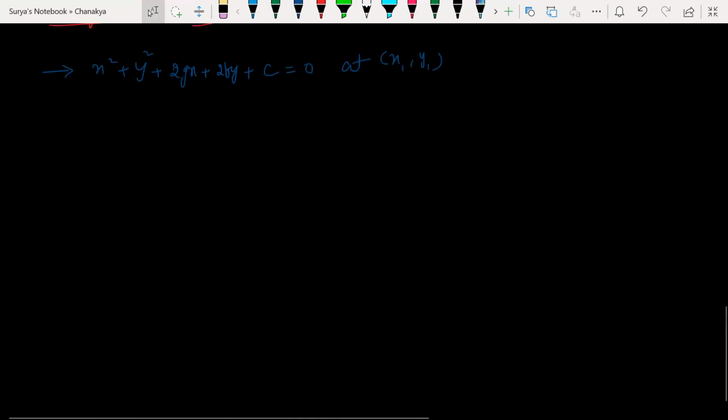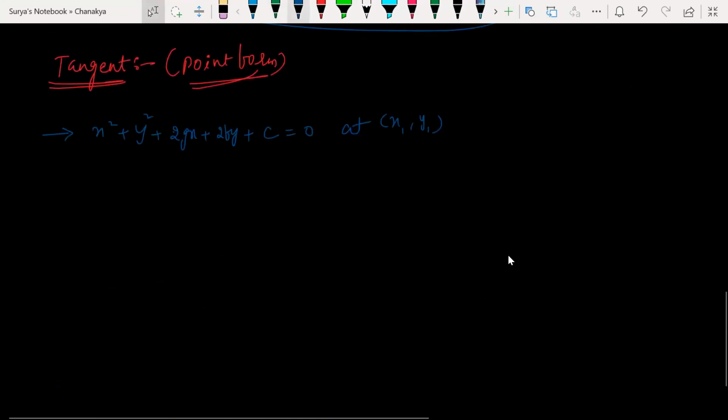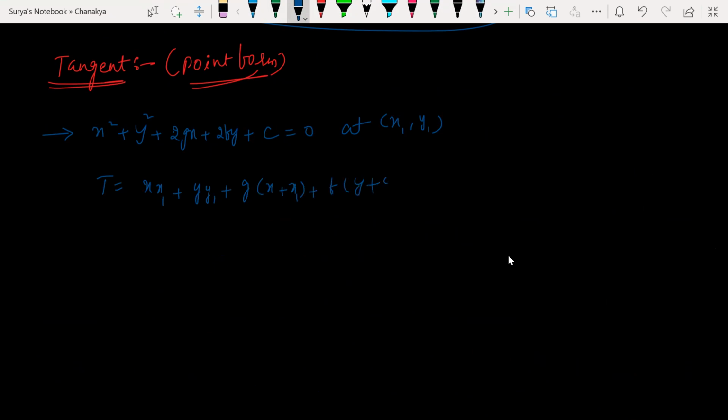Clear. Now look at it. Then t is equal to, the t will be x into x1 plus y into y1 plus g into x plus x1 plus f into y plus y1 plus c is equal to 0. This is what happens. So now for this circle, this is the condition.